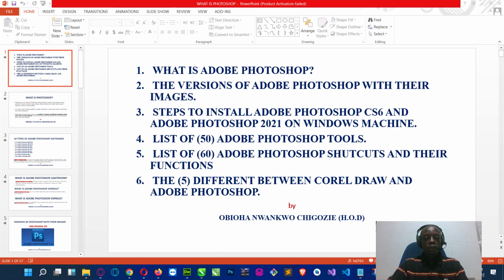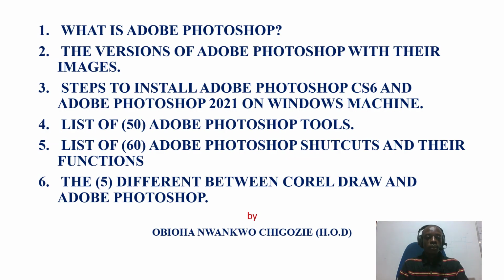Number one. Number two, the versions of Photoshop with their images. Number three, steps to install Adobe Photoshop CS6 and Adobe Photoshop 2021 on a Windows machine. Number four, list of 50 Adobe Photoshop tools. Number five, list of 60 Adobe Photoshop shortcuts and their functions. Number six, the five differences between CorelDRAW and Adobe Photoshop by Nwankwo Obioha, HOD.